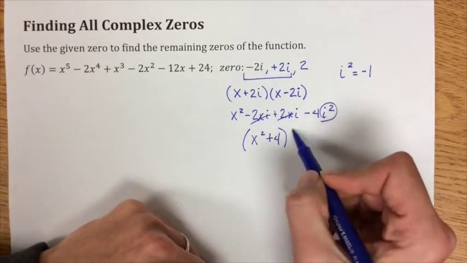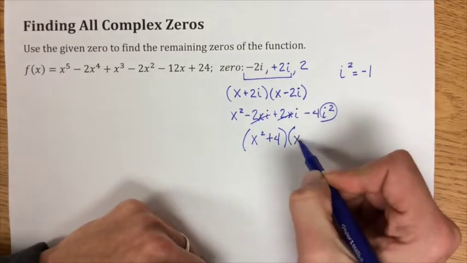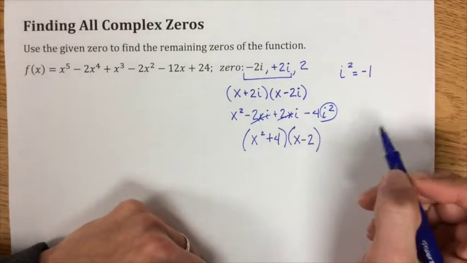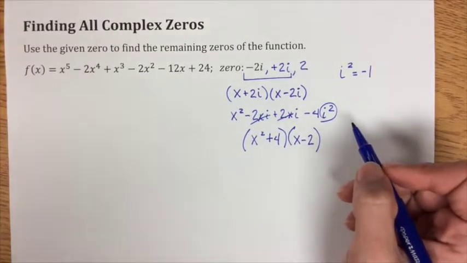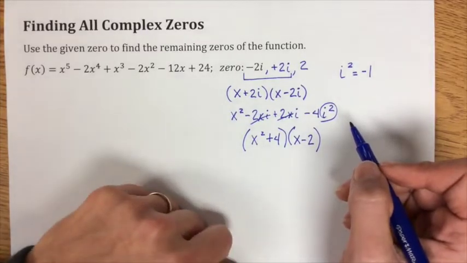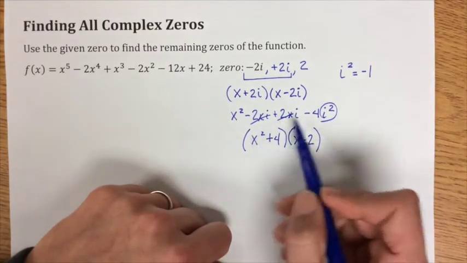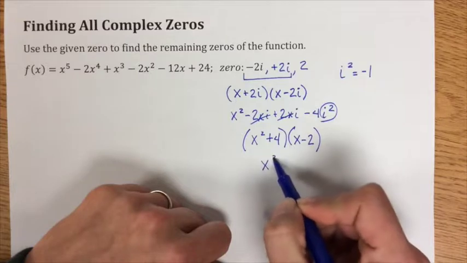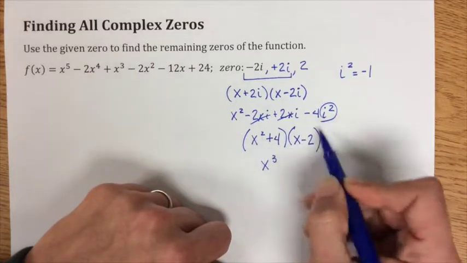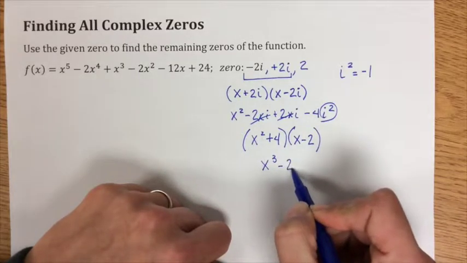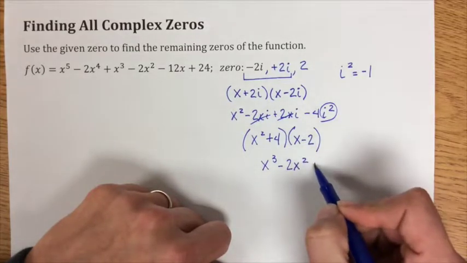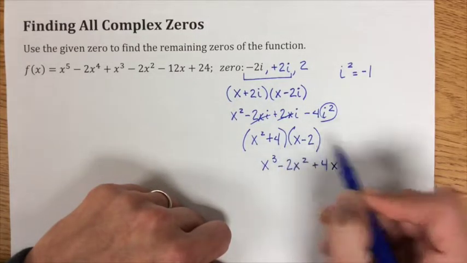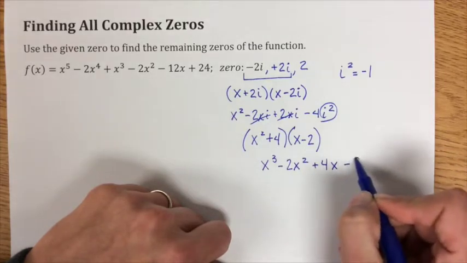Here is another factor. So this is x minus 2. Since we're going to have to do long division, we might as well multiply this out as well. So let's go ahead and do that. So x squared times x is x cubed, and x squared times negative 2 is negative 2x squared. 4 times x is plus 4x, and 4 times negative 2 is negative 8.